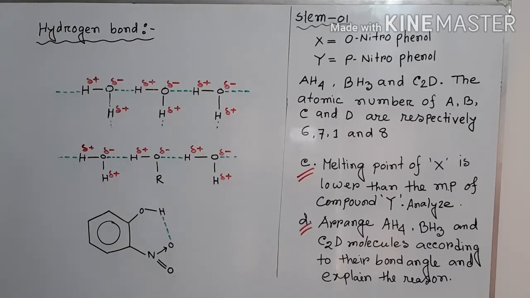Now we'll discuss intramolecular hydrogen bond. What is intramolecular hydrogen bond? When a hydrogen bond is formed within one single molecule, then it is intramolecular hydrogen bond. This hydrogen bond occurs when two functional groups of a molecule can form a hydrogen bond with each other.